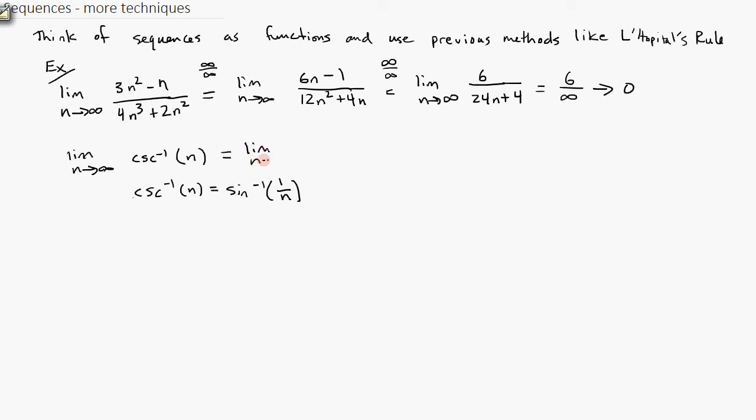So let's rewrite this limit using sine inverse. And then as n goes to infinity, 1 over n goes to 0. So this is the inverse sine of 0. The inverse sine of 0 is equal to 0. So this limit is also equal to 0.